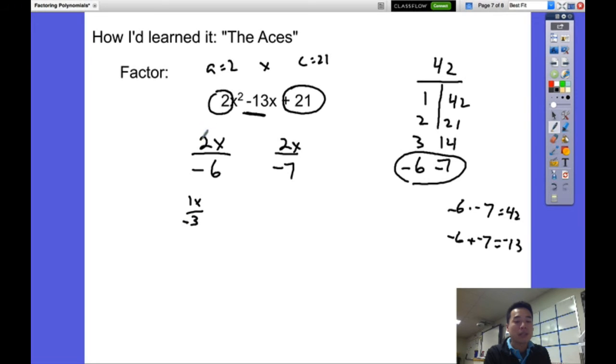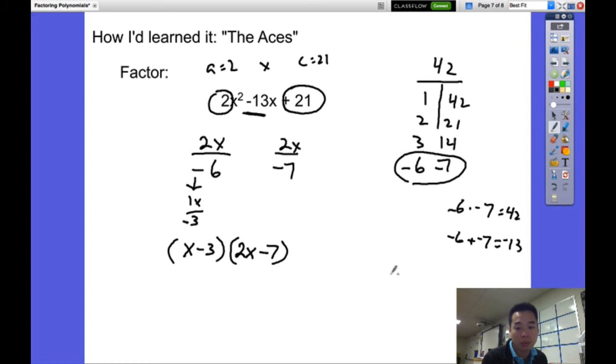What I'm going to do is I am going to rewrite it once it simplifies. I'm going to take my x up top and I'm just going to write it side by side. x minus 3. So this isn't really a fraction. This is just comparing the factors of 42 to the first term. And then here, same thing. I'm going to take the first term, I'm going to split them up. 2x minus 7. And that's how you would do it. That would be the ACES method.